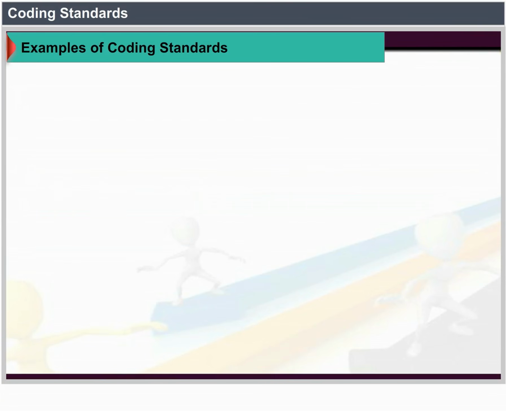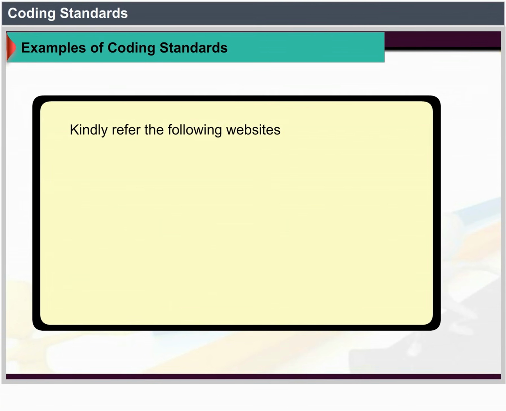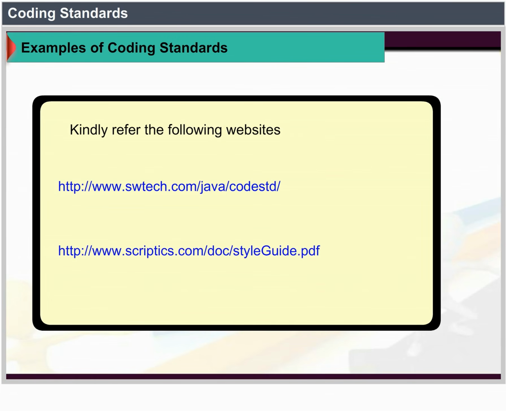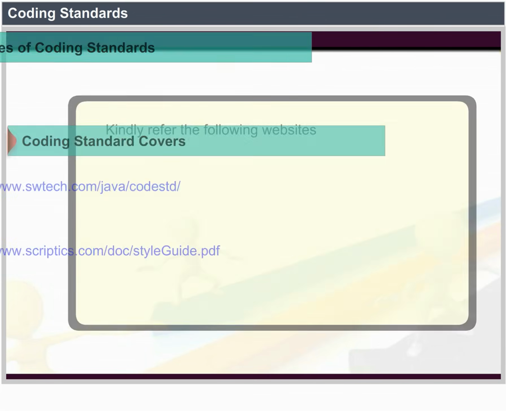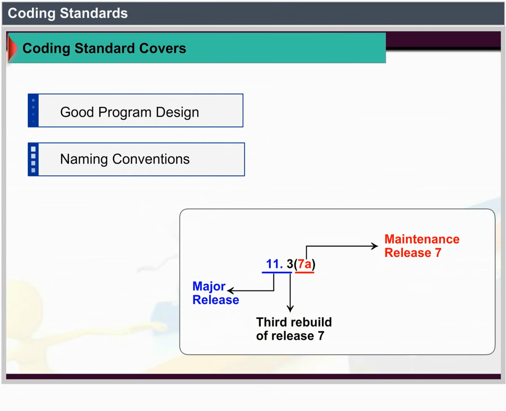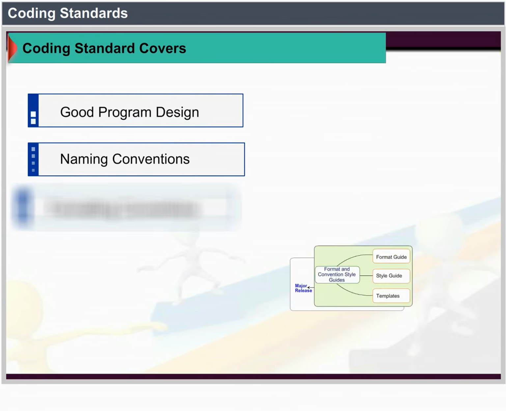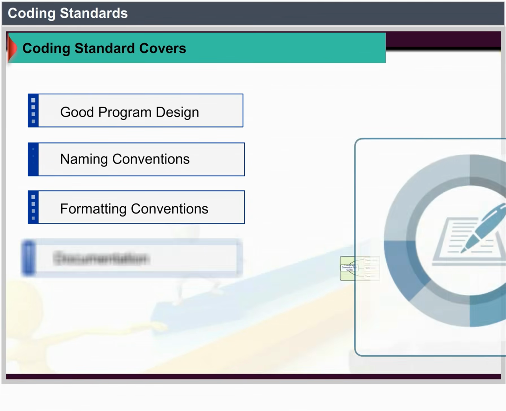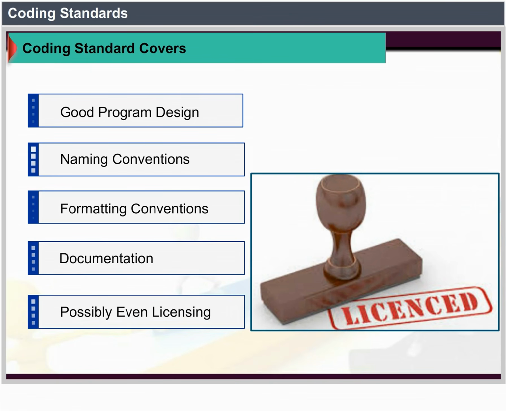Examples of coding standards. Please refer to the following websites: http://www.swtech.com/java/codestandard/ and http://www.scriptix.com/doc/styleguide. Coding standards: conventions, good program design, naming conventions, formatting conventions, documentation, possibly even licensing.